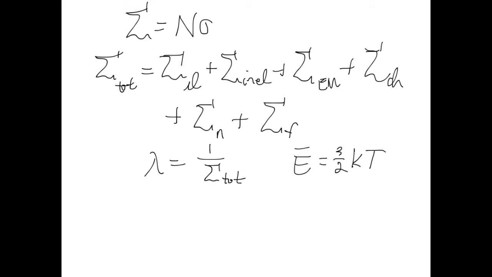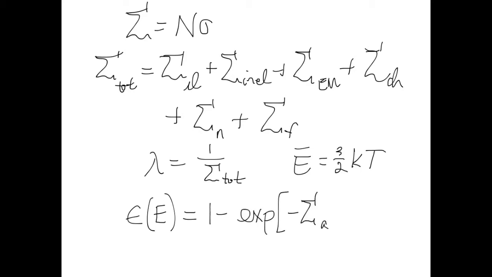Lastly, let's talk about the efficiency as a function of energy for a neutron detector, and let's say it's for absorption, because that's the interaction mechanism that we care about for thermal. So my efficiency as a function of energy is 1 minus the exponent of the negative macroscopic absorption cross-section as a function of energy times L, which is the path length through which the neutrons would travel in the detector.